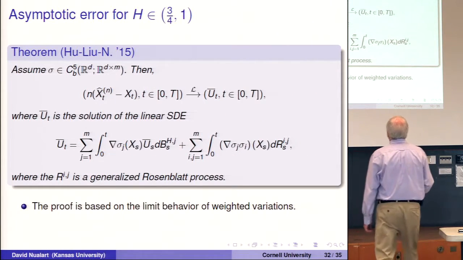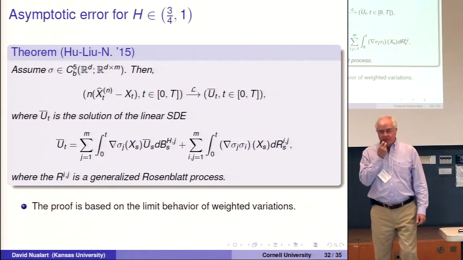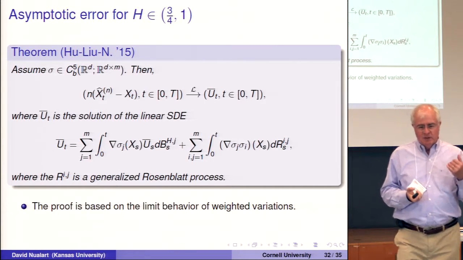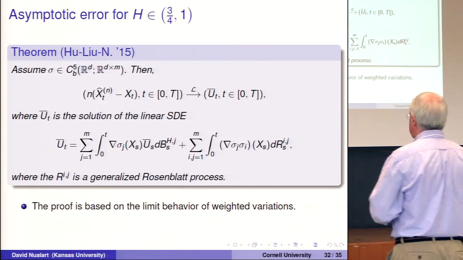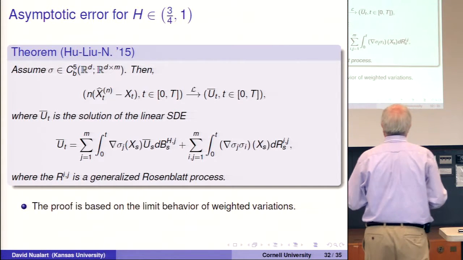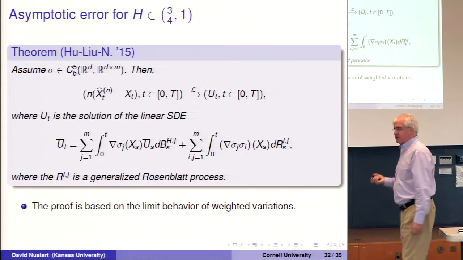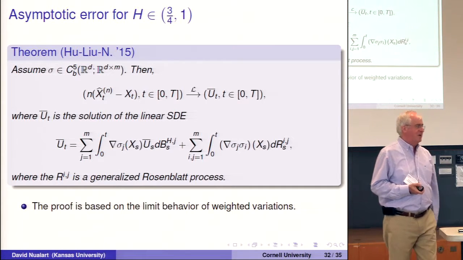And then what happens if H is bigger than 3/4? If H is bigger than 3/4, then if you remember this Gróver major theorem, when H is bigger than 3/4, you don't have a limit to a Gaussian, you have a limit to something called the Rosenblatt process that was studied very much by Tudor.